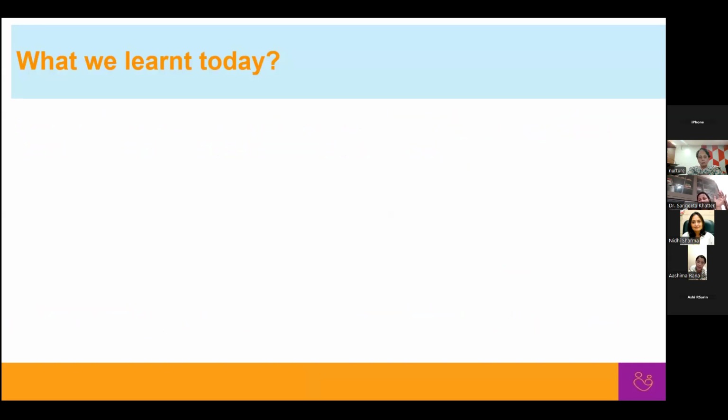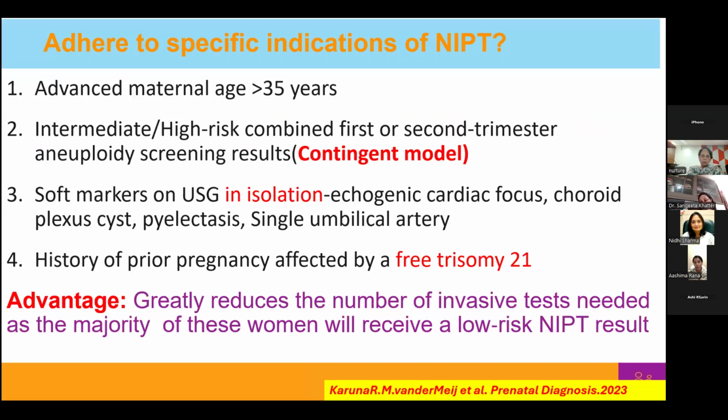Ma'am, I have a question. If the combined testing of a patient aged more than 35 years is found to be normal, is there still a need to do NIPT, or can we avoid it? And how do we counsel that patient in case we avoid it or in case we do it?